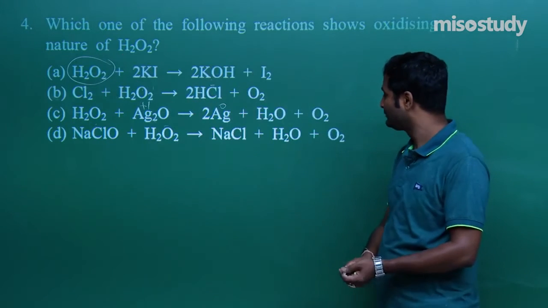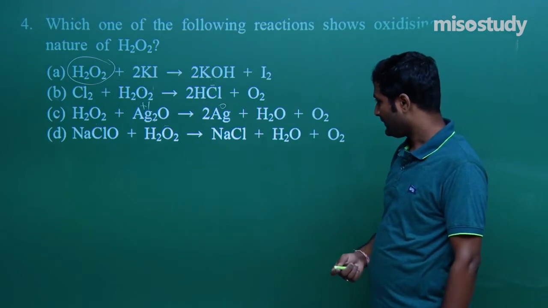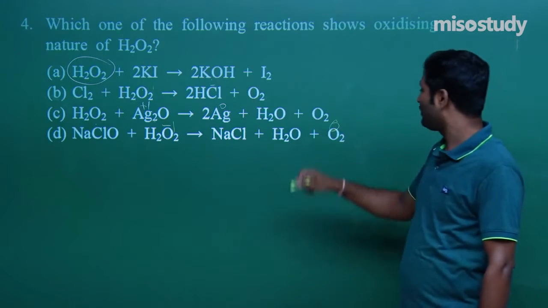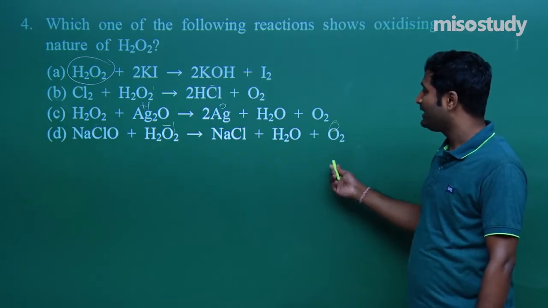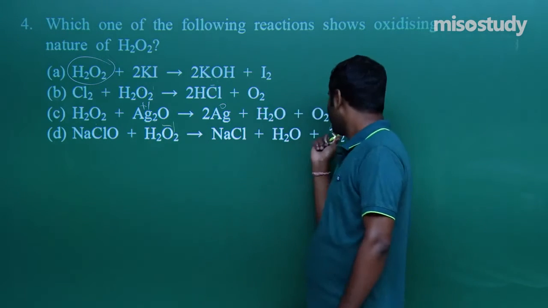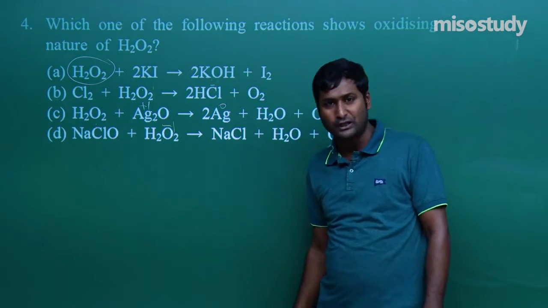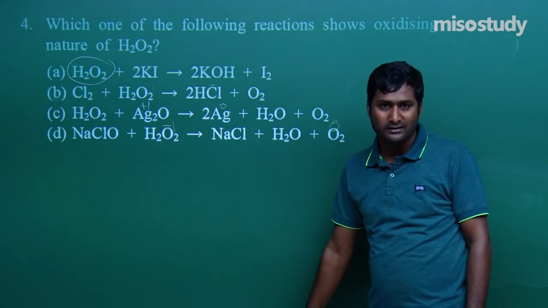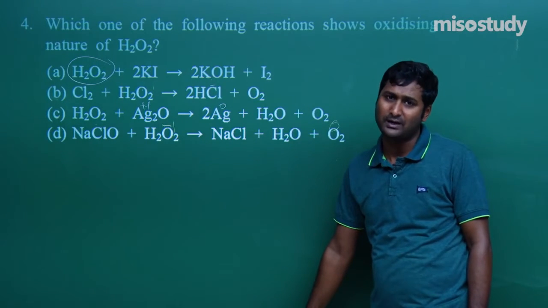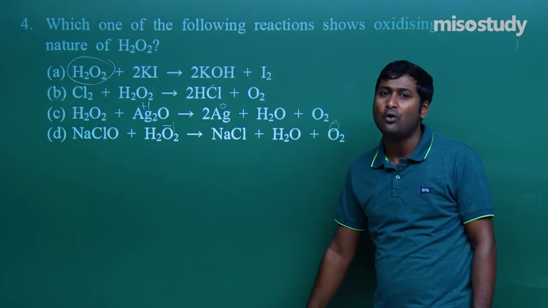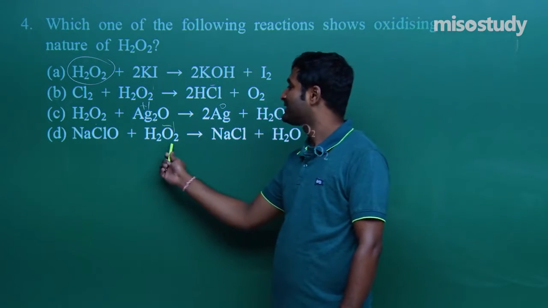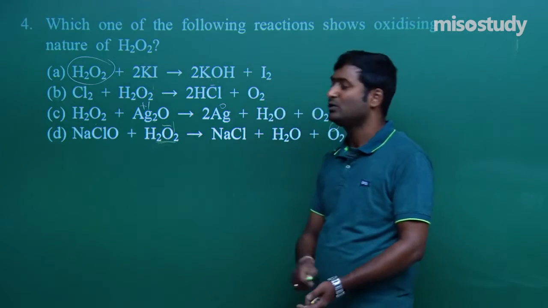Again check out this one. Look here, the oxidation state is -1 and here the oxidation state is 0. Now in this case what will happen? Check it out, -1 has incremented to 0. That is an increment in oxidation state. If there is an increment in oxidation state, then what will happen? We know this is the reducing nature. So in this case, H2O2 is a reducing agent.